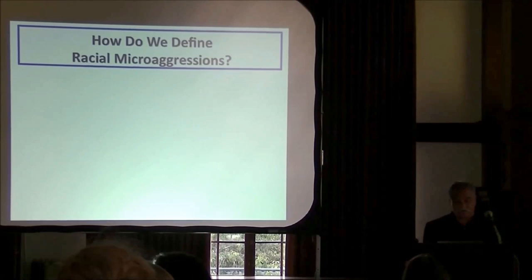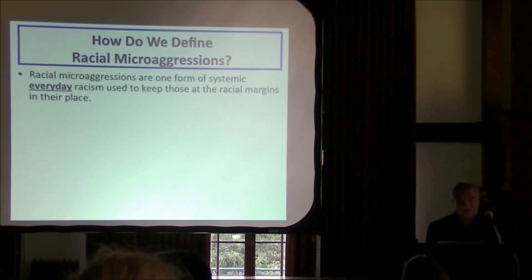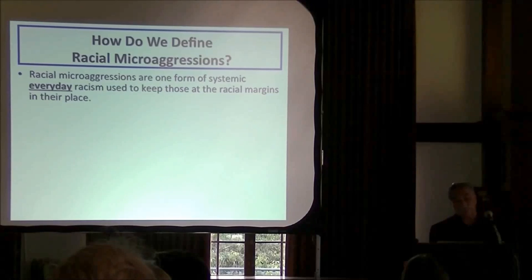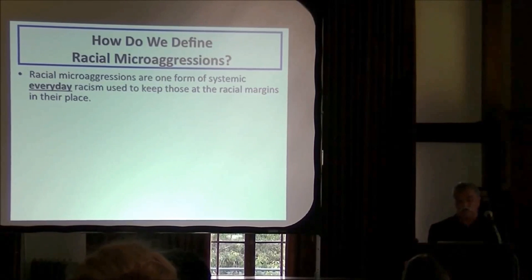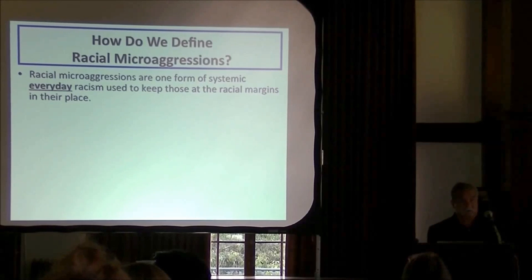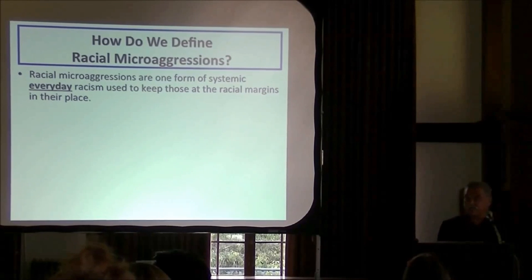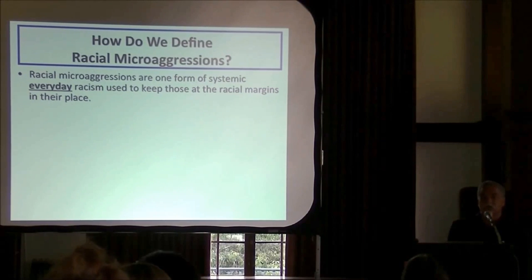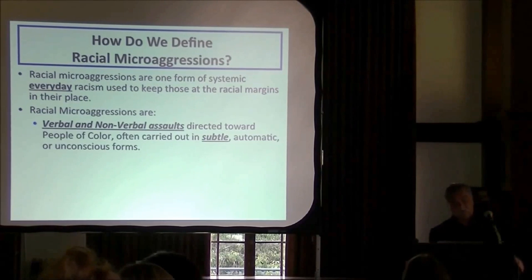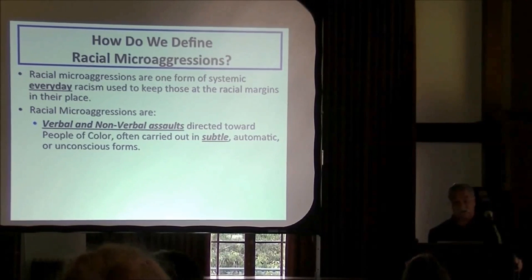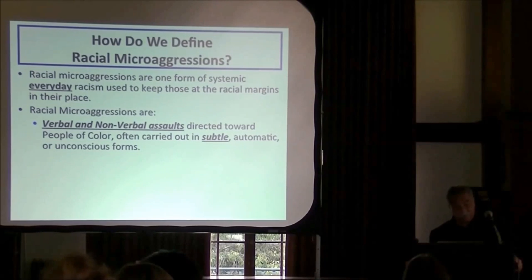This is how I've come to define it over the years. I say that racial microaggressions are one form of systemic everyday racism used to keep those at the racial margins in their place. Racial microaggressions, I argue, are verbal and nonverbal assaults, and I'll give you examples in a second, directed towards people of color, often, not always, but often carried out in subtle, automatic, or unconscious forms.